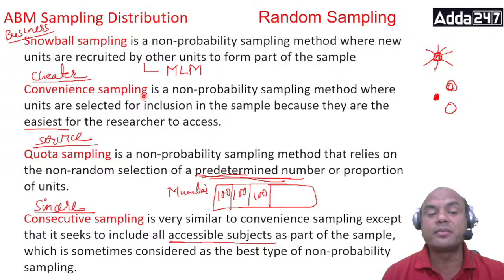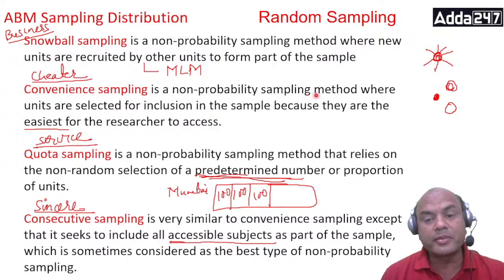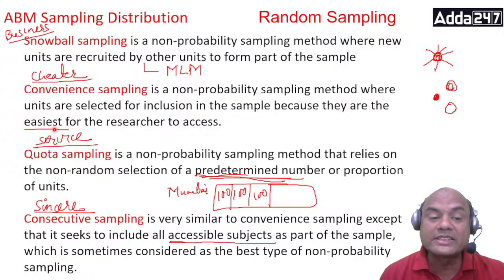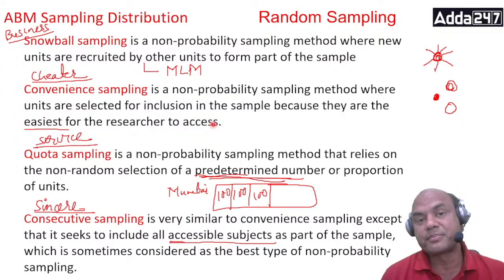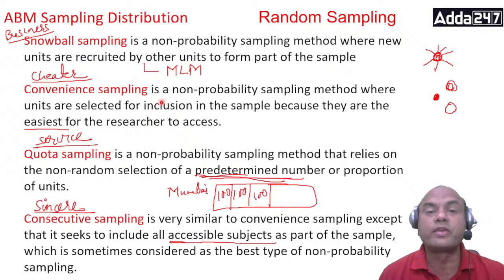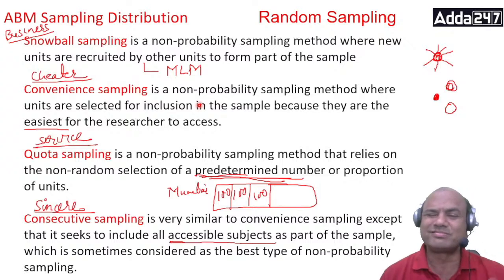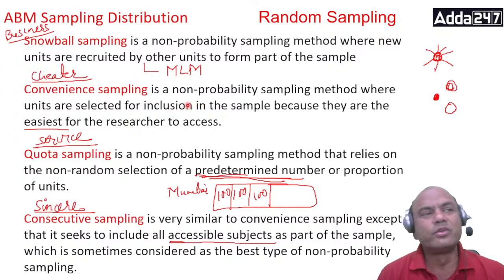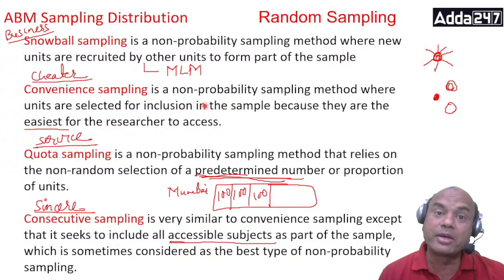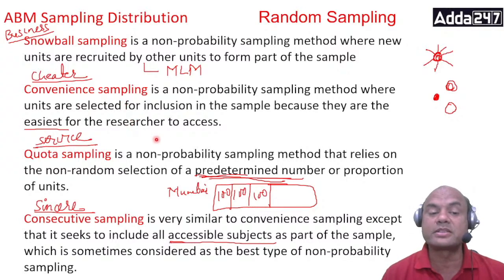Second is convenience sampling. Convenience is the cheater. Who is the cheater? It is a non-probability sampling method where units are selected for inclusion in the sample because they are easiest for the researcher to access. What do I mean by this? Suppose you tell me to do a survey of 15 persons in the city, and I sit at my home. Who will I go to? Who is near me? Neighbors. I bring all my 15 neighbors and my family members. So that's convenience, because they are easiest for the researcher to access.